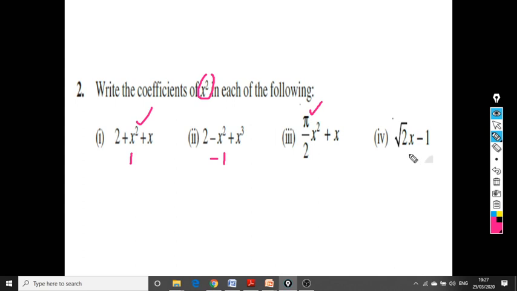If you do not find any x square, it means the coefficient of x square is 0, because you can even simply write here 0 plus 0 x square. You can write here 0 x square. It means the coefficient of x square is equal to 0. So this is the way we find the coefficient of x square in each of these cases.